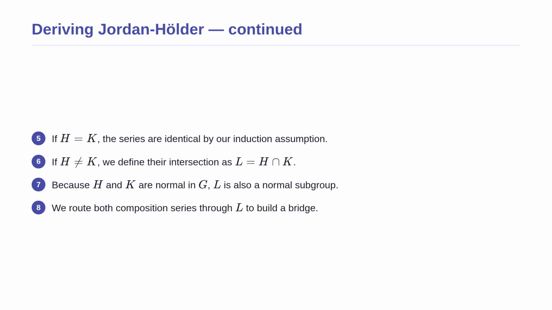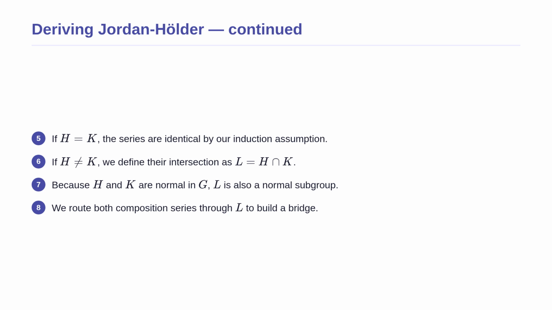Continuing with our derivation, we must address what happens if the subgroups H and K are different. If they were the same, the problem would be trivial. To solve the difficult case where they are different, we look at the intersection of these 2 subgroups, which we will call L. Because H and K are both normal in G, their intersection L is also a normal subgroup.